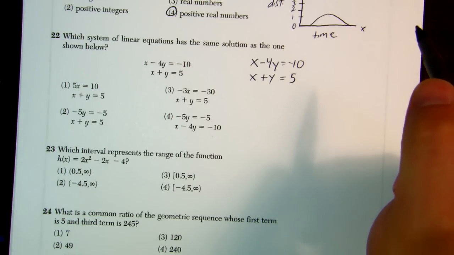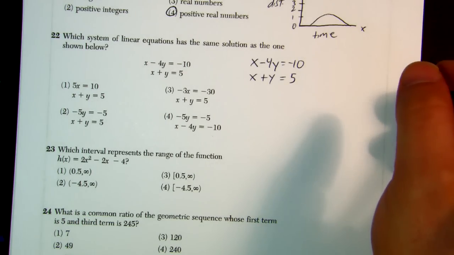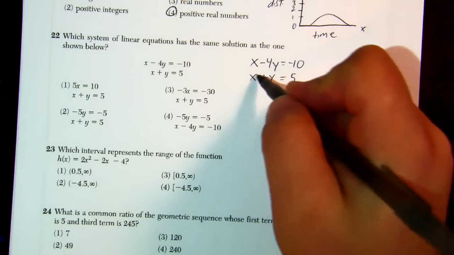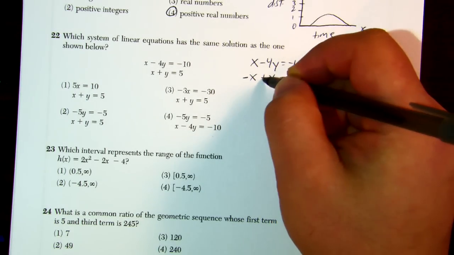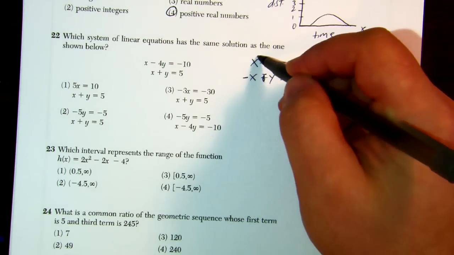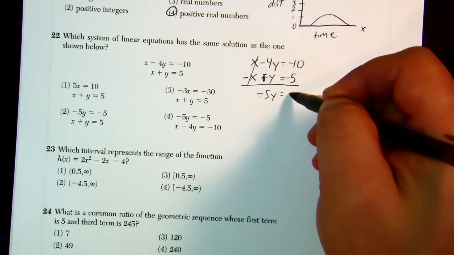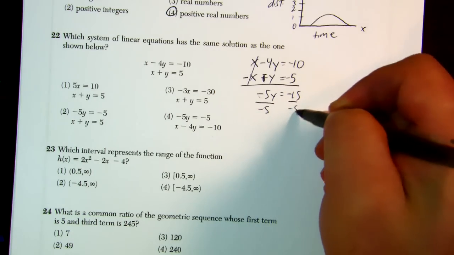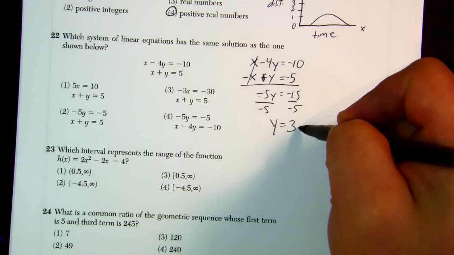Alright, if we want to eliminate one of these, remember you have to have an opposite sign and the same coefficient in front. So I could actually try to eliminate the x by negating all the signs here. So this could be a negative x minus y and then a minus 5. So the x's are canceled. You're left with a minus 5y equals negative 15. Divide by a negative 5. So y equals 3.